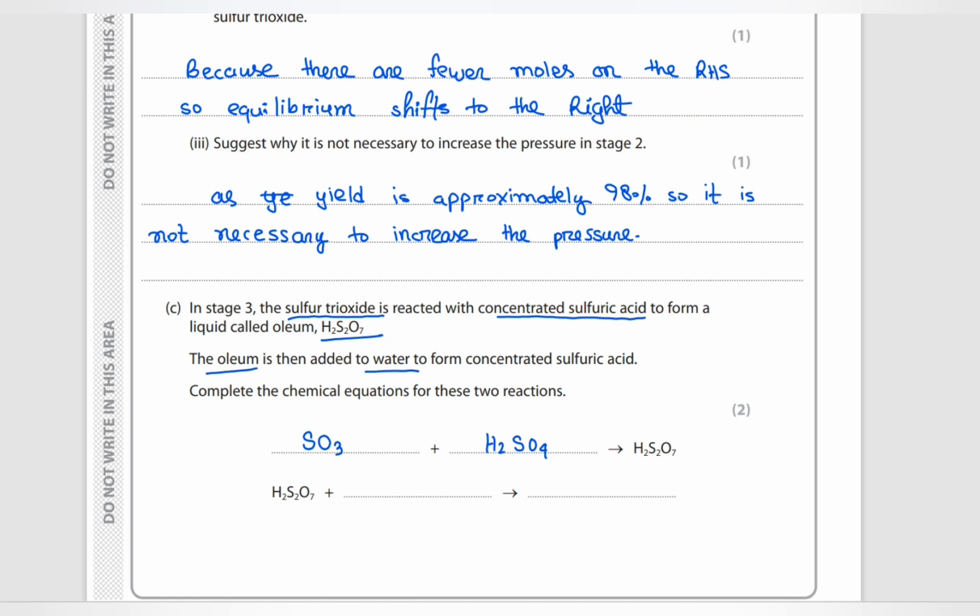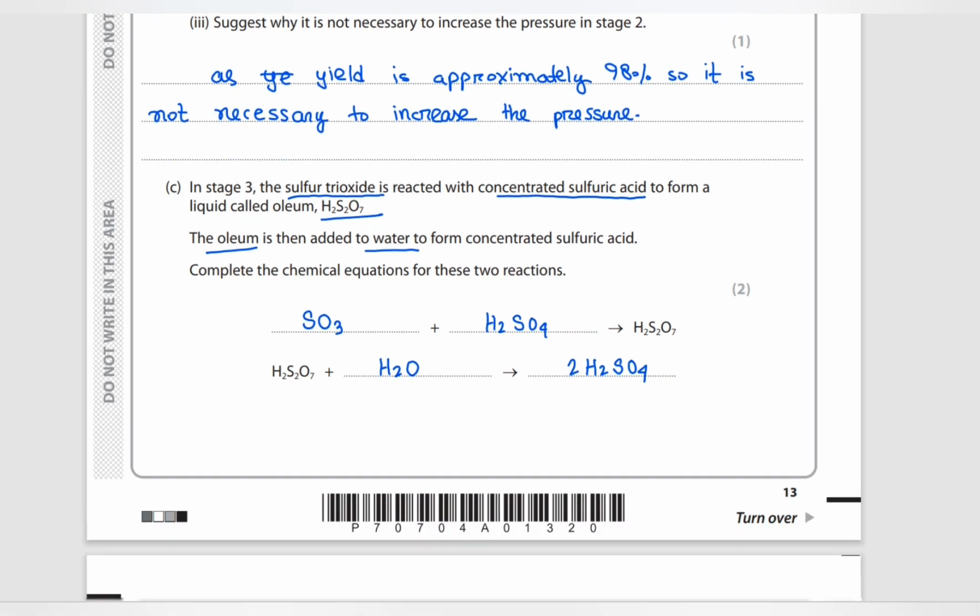So oleum is added to water to form concentrated sulfuric acid, which is H2SO4. The first equation is naturally balanced, but the second equation is not balanced. There are 4 hydrogens on the left hand side, so we balance it by using 2 in front of H2SO4, and this balances the sulfur and all the oxygens also, so everything is balanced now. With this, our entire question number 5C ends.